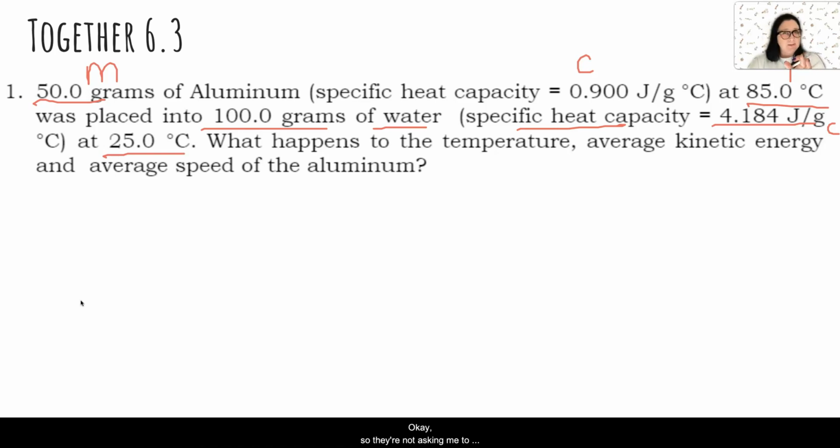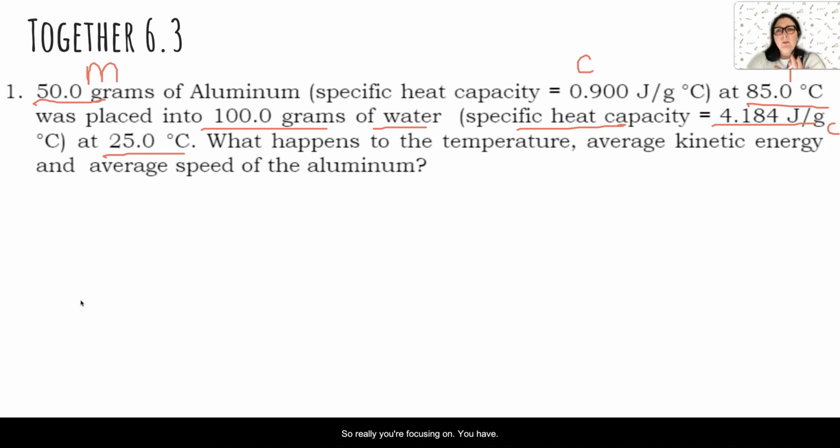Okay, so they're not asking me to calculate anything. They're asking me what's going on. So this is a qualitative analysis, not quantitative. They want me to qualitatively tell them. It looks like it's going to be a big, ugly math problem. And a lot of you, if you're my kids, are like, oh yeah, give me the math problem. Let me plug it into the equation and be done with it. But nah, they want you to talk about it instead.